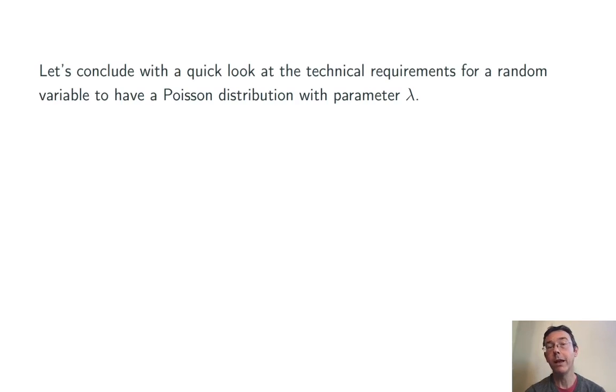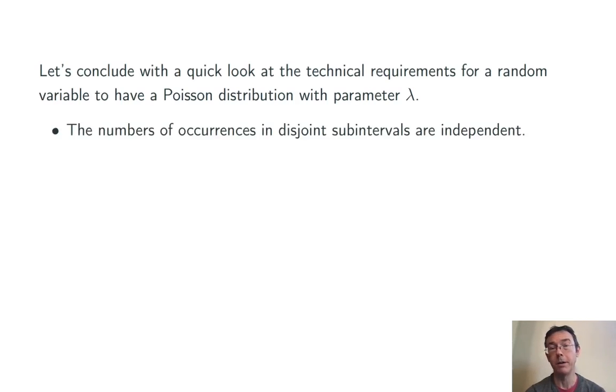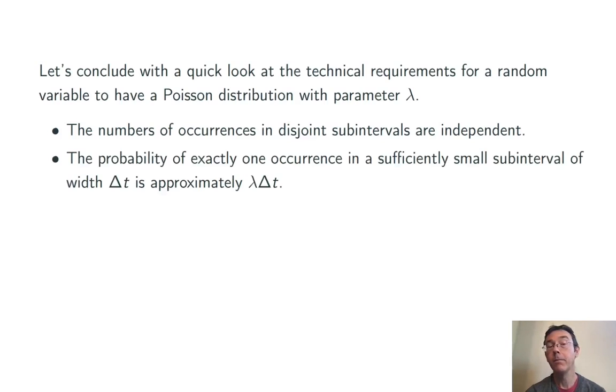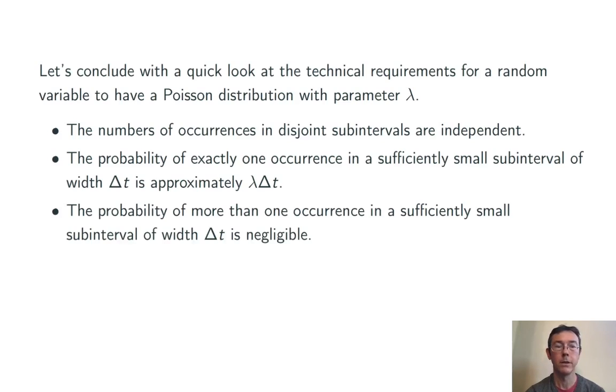So I promised that we would end by listing the technical requirements for a random variable to have a Poisson distribution with parameter lambda. So let's do that now as we wrap up. First of all, the Poisson distribution is going to assume that the number of occurrences in disjoint subintervals are independent. They don't affect one another. Secondly, the probability of exactly one occurrence in a sufficiently small subinterval of width delta t is approximately lambda times delta t, so proportional to the width of that interval.